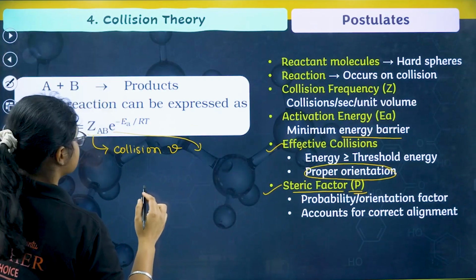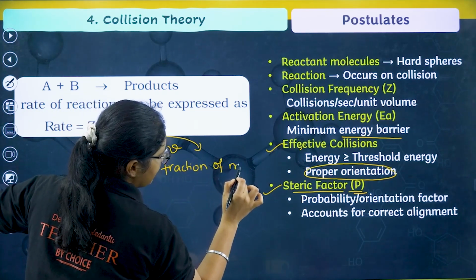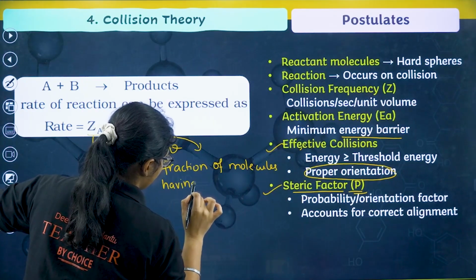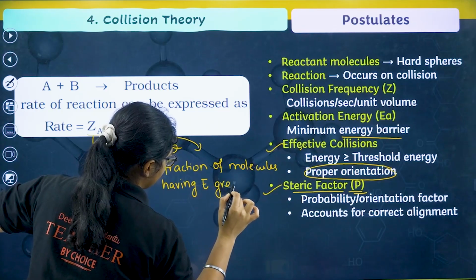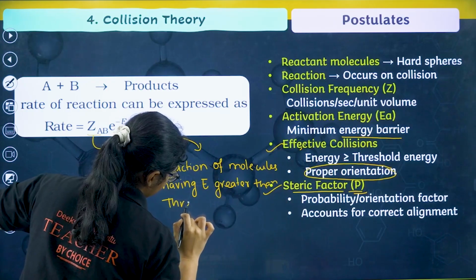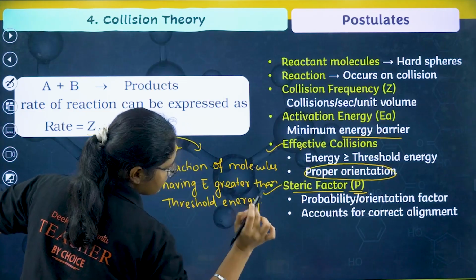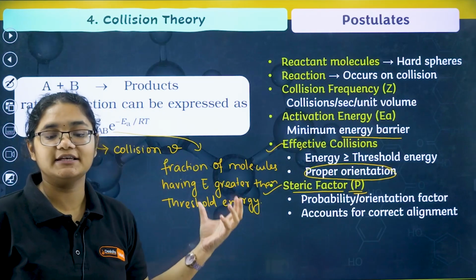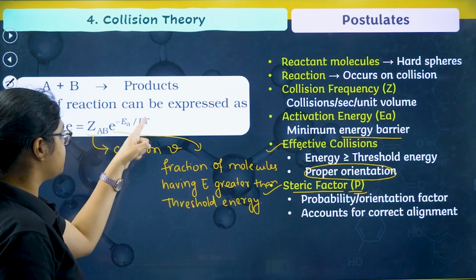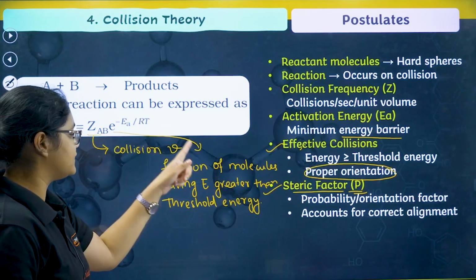I'll write like this. It is the fraction of molecules having energy greater than threshold energy. Okay, fraction of molecules having energy greater than threshold energy. If this is there, then that is represented by e to the power of minus EA by RT. So the collision frequency is there and this is there.